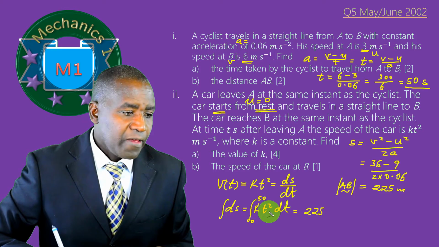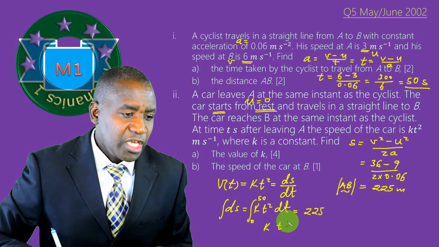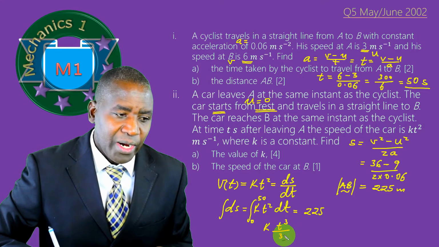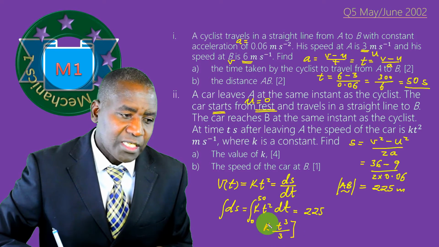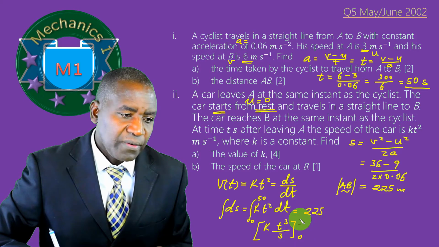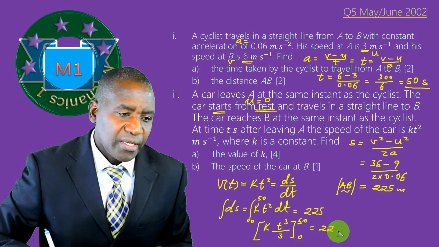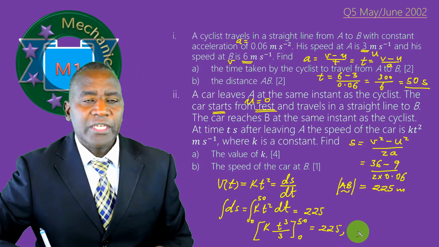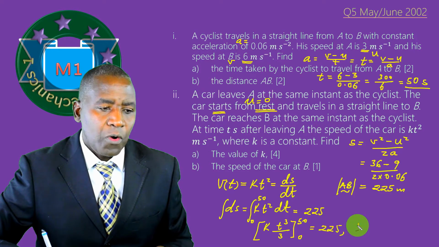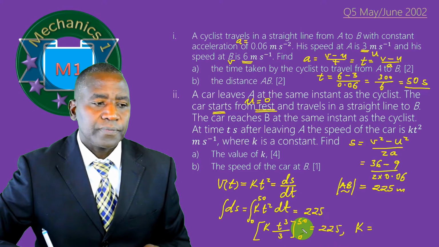So if I integrate over here, I'm going to get k is a constant. This one becomes t. I increase the power by 3. I divide by the same power, and then I put the limits of integration over here, 0, 50, is equal to 225. And a manipulation of this will give me the value of k, hoping that you understand how this one is done.